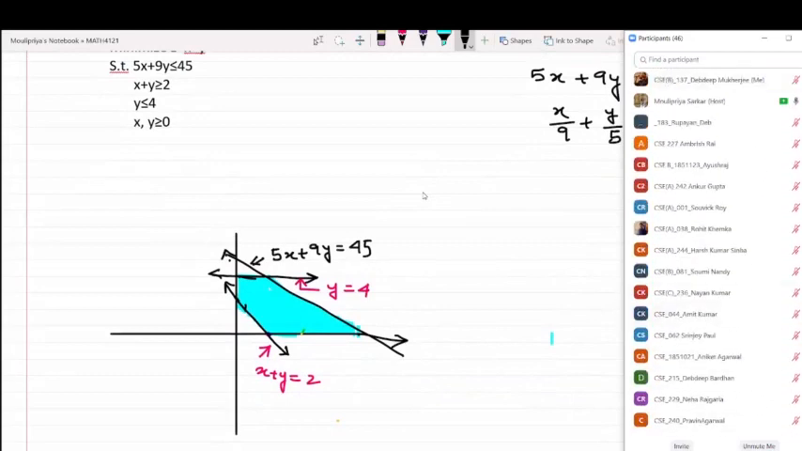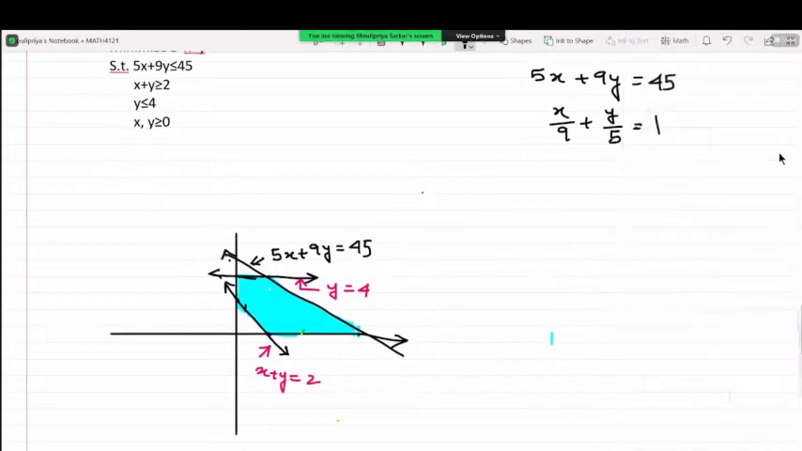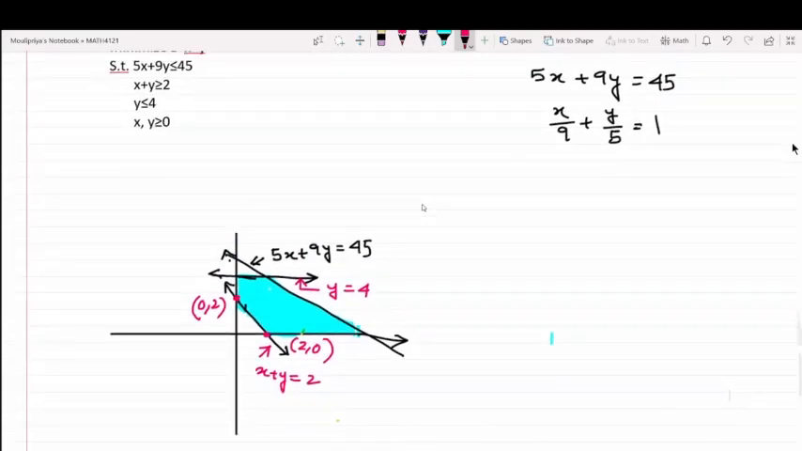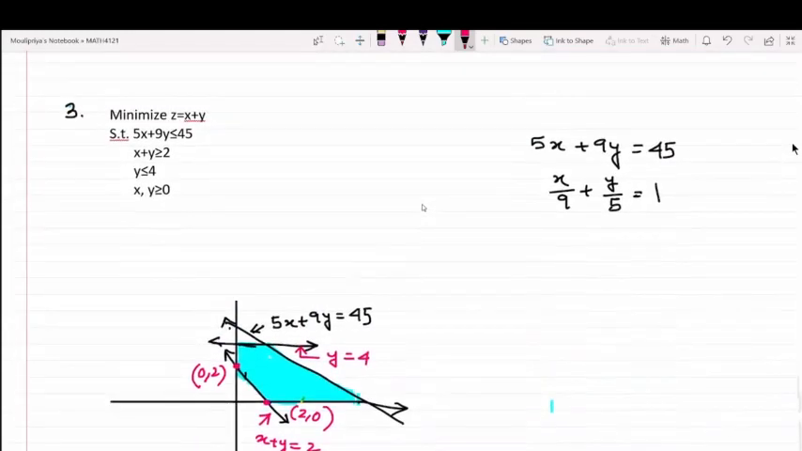We are actually interested in figuring out the values of Z at this point and this point. Correct. The coordinate of this point being (0, 2), the coordinate of this point being (2, 0). As it is obvious, at both the two corner points we are getting the same value for Z, right? Yes, ma'am. We are getting Z at (0, 2) as 2. We are getting Z at (2, 0) as 2.